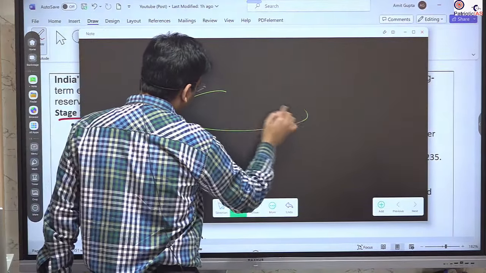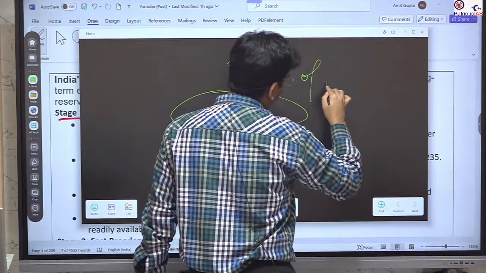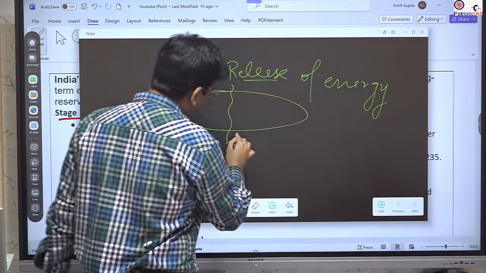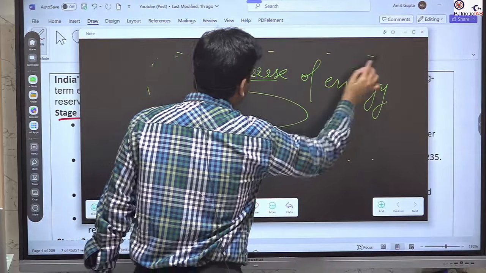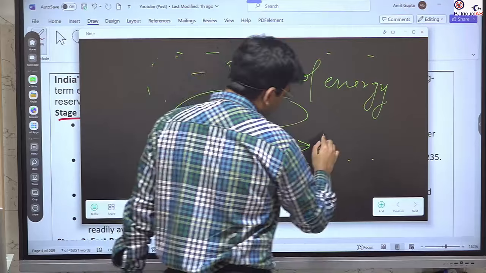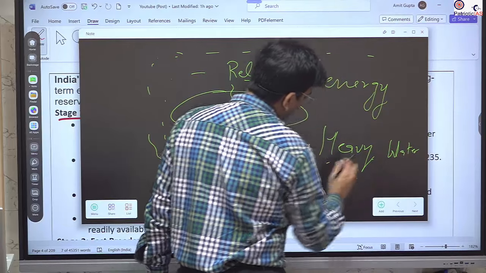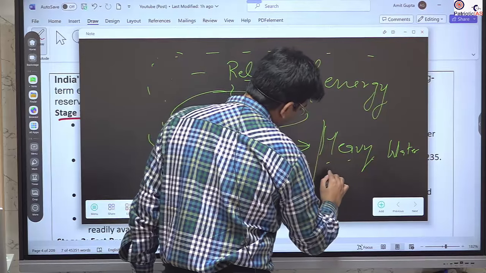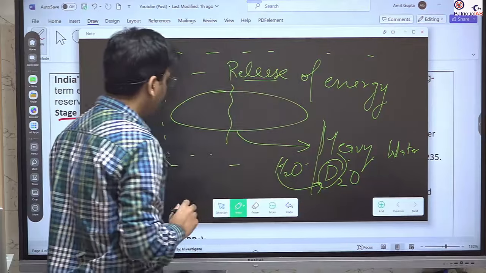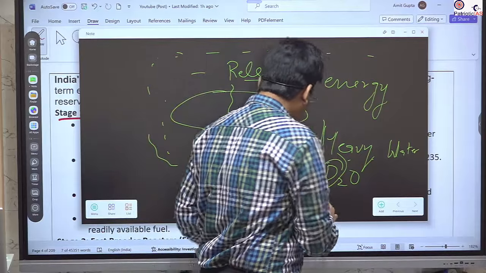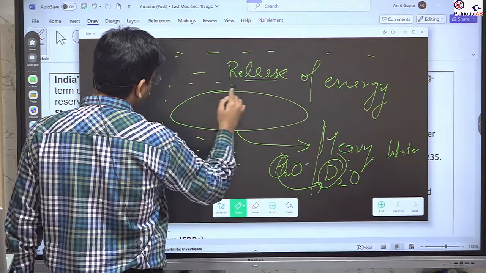If there is a breakdown of this particle, there will be a release of energy. And this energy becomes so high, and this system becomes very heated, and we need to moderate it. Moderate means cool it. That's why we need heavy water. What is the difference between water and heavy water? In water we have H2O, but in heavy water we have D2O. D is the isotope of hydrogen, known as deuterium. So please remember, this is hydrogen, this is deuterium, the isotope of hydrogen. This is used to cool down the heat that is generated in the system.